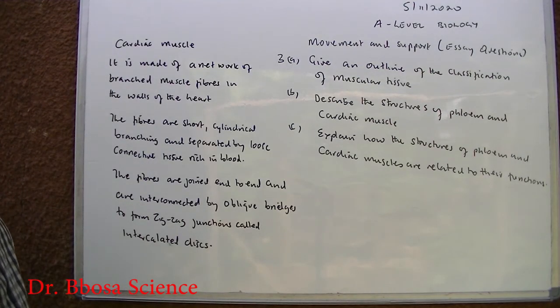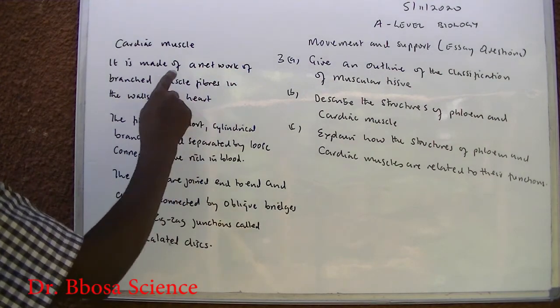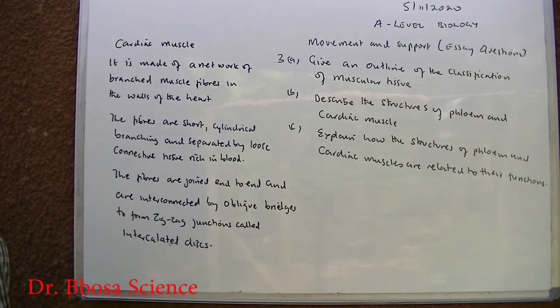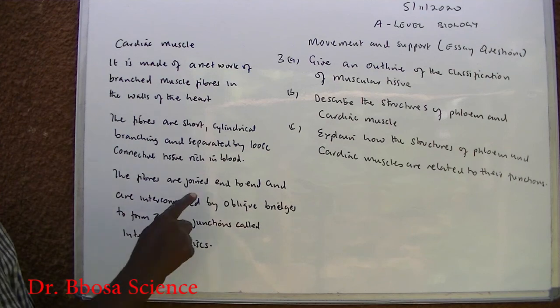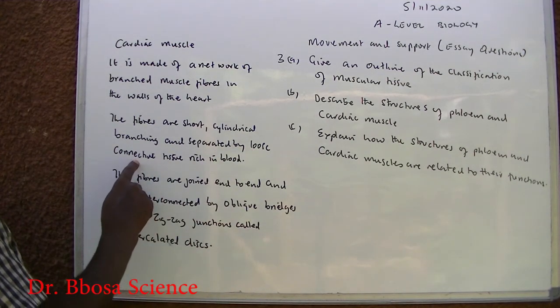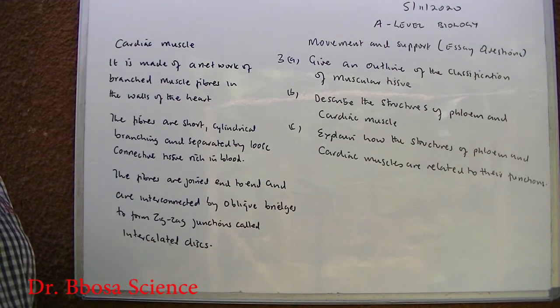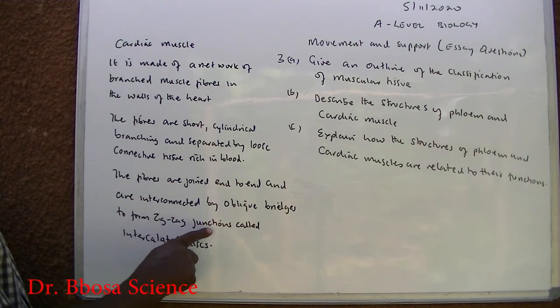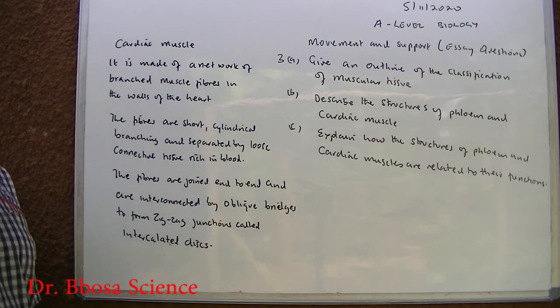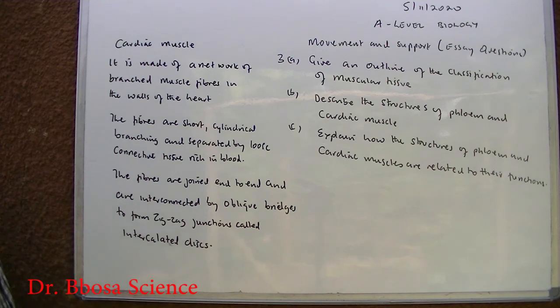The cardiac muscle is made of a network of branched muscle fibers in the walls of the heart. The fibers are short, cylindrical, branching, separated by loose connective tissues rich in blood. The fibers are joined end to end and are interconnected by oblique bridges to form zigzag junctions called intercalated discs.